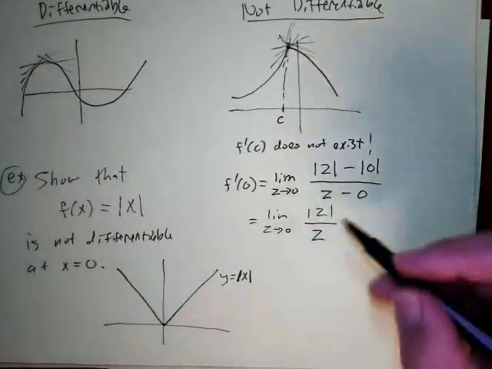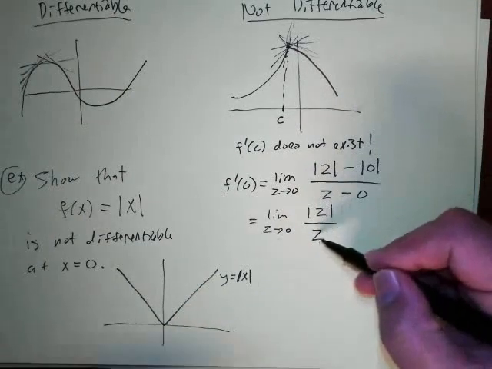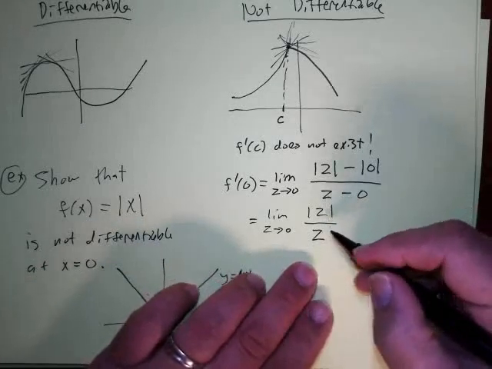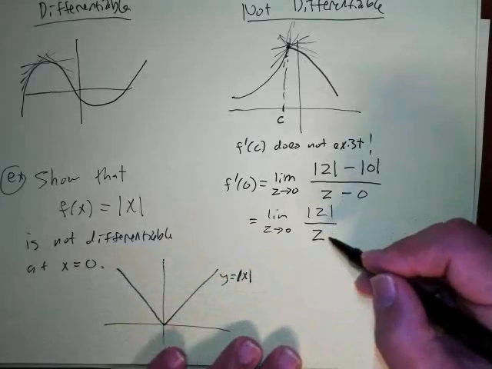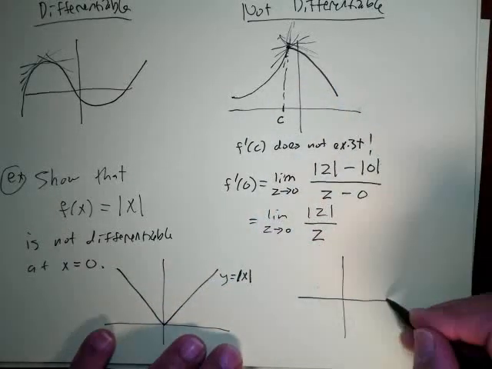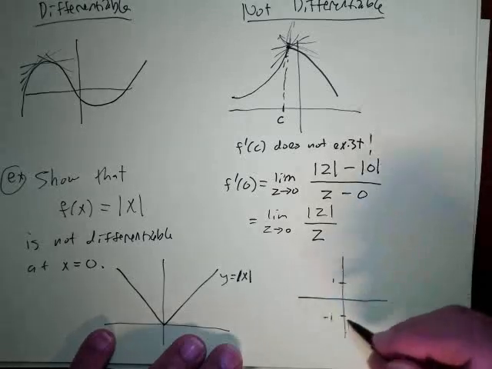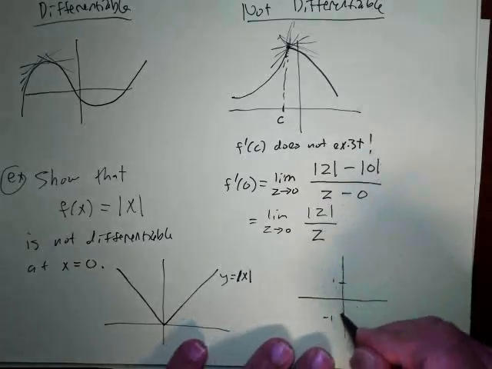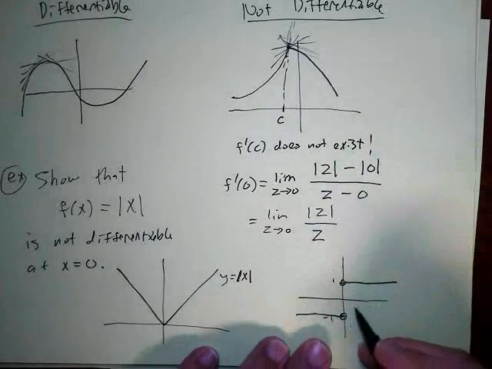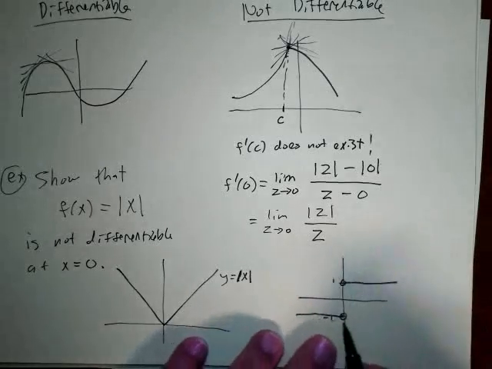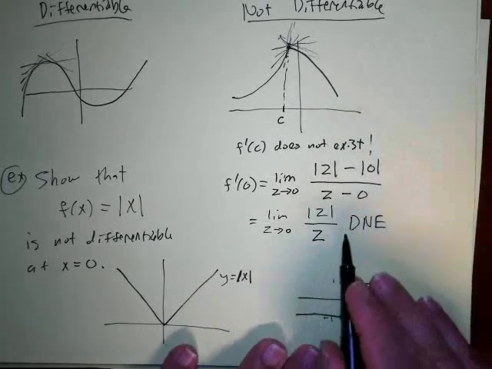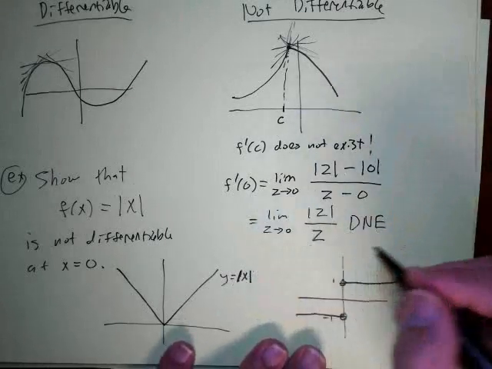So now notice, for any value of z, you're going to have the same number over itself, except for the possibility that when z is negative, it'll be positive here and negative on the bottom. So whenever z is negative, you're going to get negative 1. Whenever z is positive, you're going to get positive 1. And so the graph of this thing is like 1, negative 1. It's not defined at 0. You see at 0, it's approaching two different values. It's approaching negative 1 from this side. It's approaching positive 1 from that side. So this limit does not exist. And so since the limit does not exist, f of x is not differentiable at 0.